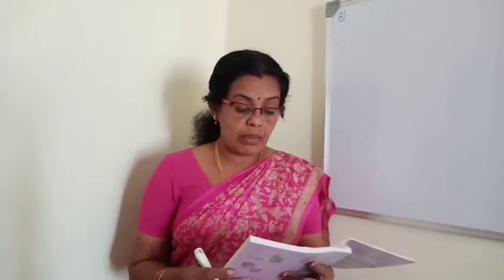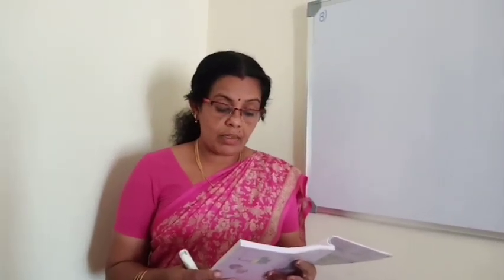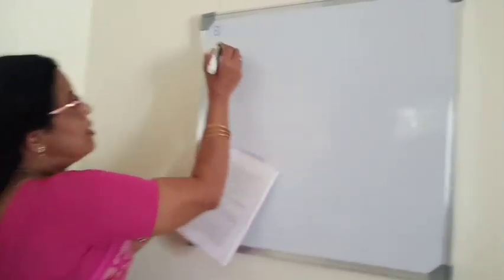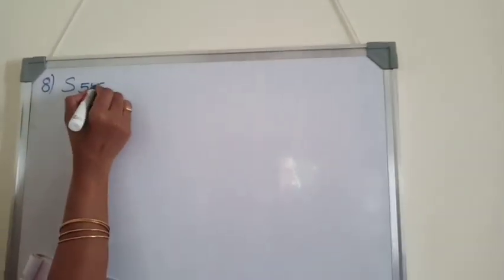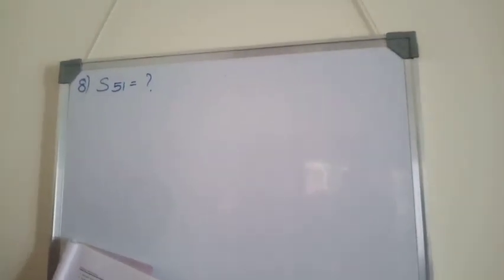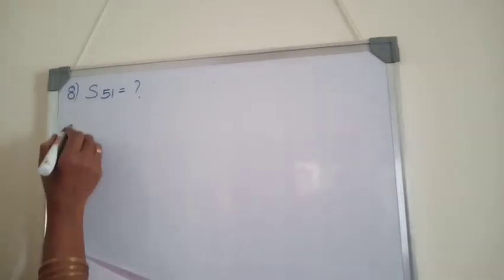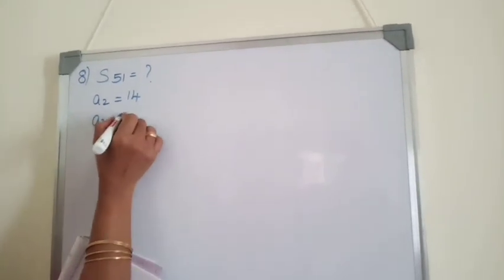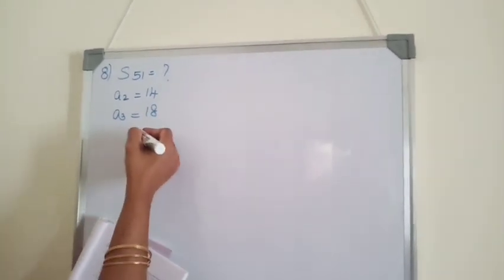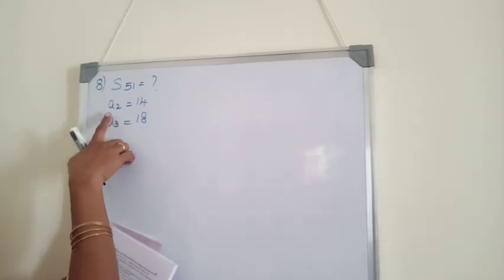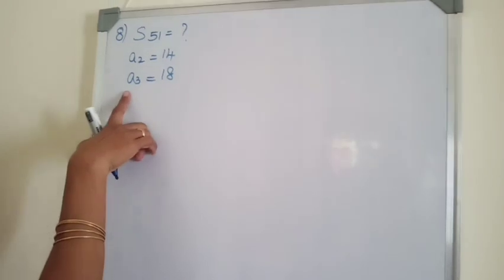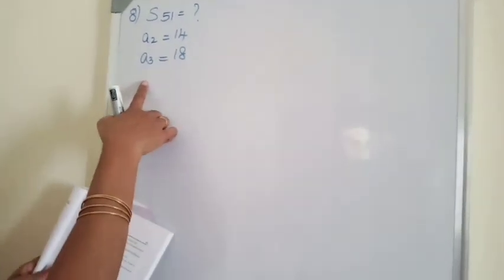Now the 8th question is, find the sum of first 51 terms of an AP whose second term and third term are 14 and 18. Find the sum of 51 terms. Given that second and third terms are 14 and 18. Second term is 14 and third term is 18. Here, to find d directly, a3 minus a2, we can do it, or we can expand the equations and find the value of d.